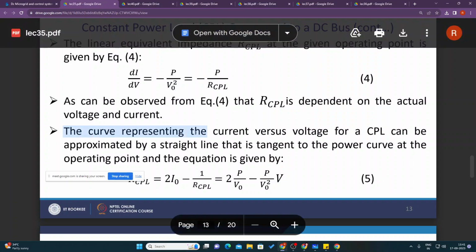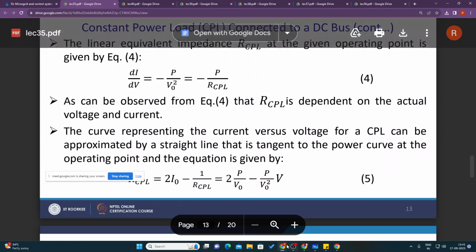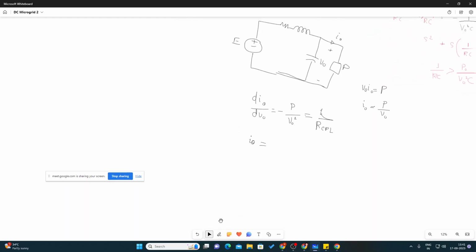So the curve representing the current versus voltage for RCPL can be approximated as a straight line. It can be approximated as a straight line. So the straight line expression will be like this. Let's say I have I naught equals to, let's find out the expression, so that will be much better. So this is V I, so let's consider this.